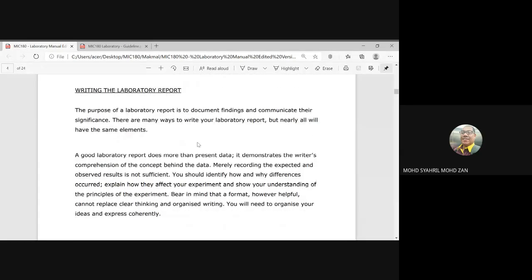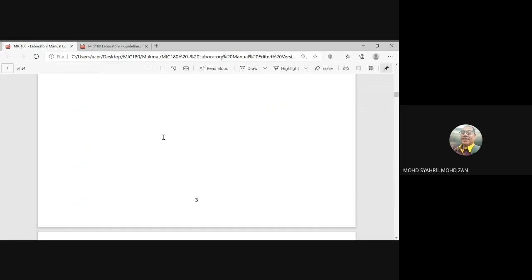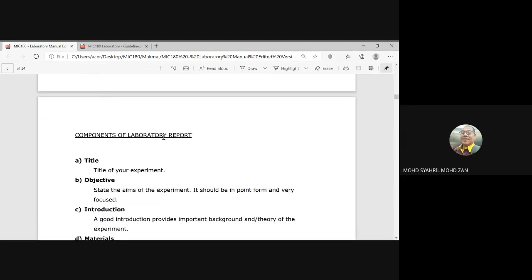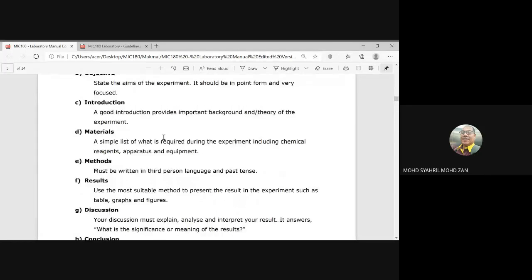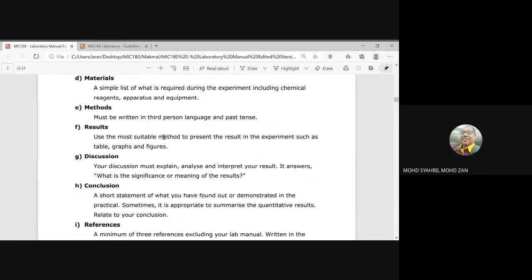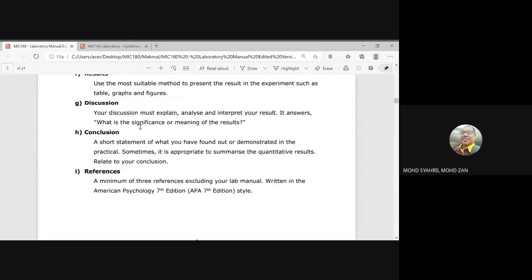Right, so there is what we call writing a laboratory report here. The purpose of a laboratory report is to document findings and communicate their significance. You can read it there, and it also has the criteria, or the components of laboratory reports. Number 1 will be title of experiment, objectives, introduction, materials and methods, results. For ODL, you have to write expected results. Discussion, conclusions, and references. Include at least 3 references in each of your reports, and please use APA 7th edition style.